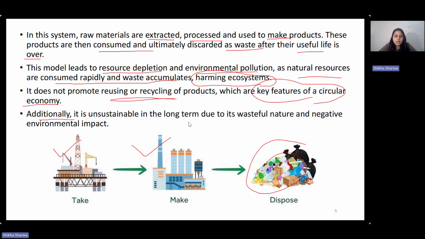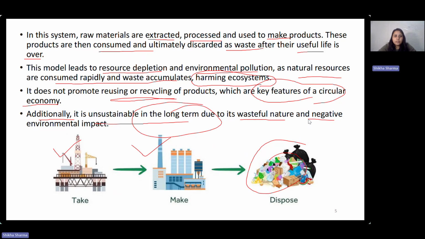Additionally, it is unsustainable in the long term. This concept is unsustainable in the long term because we are depleting the natural resources and creating a burden on the environment. It has a wasteful nature, and it produces negative environmental impacts.